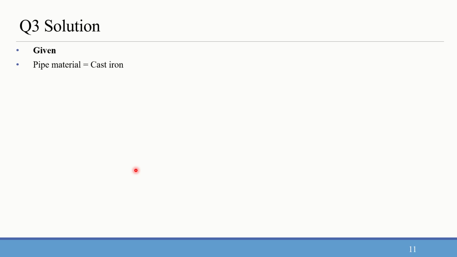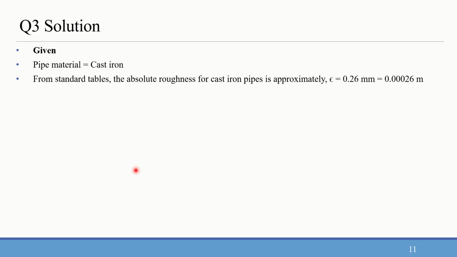Given the pipe material is cast iron, and from standard tables the absolute surface roughness for cast iron is approximately 0.00026 meters. And what do we have to find? We have to find the roughness ratio. And the formula, as I mentioned, is epsilon by d, and epsilon here is 0.26 mm, therefore 0.00026 meters.